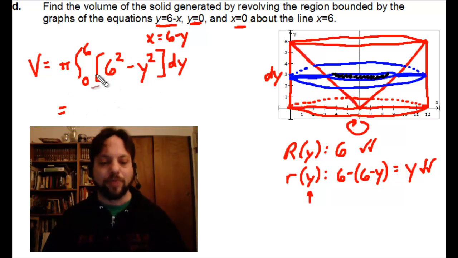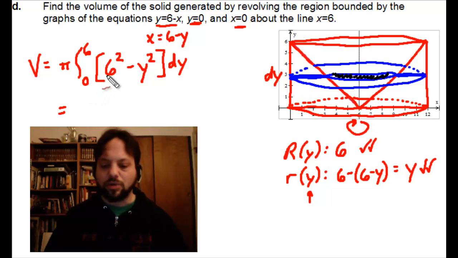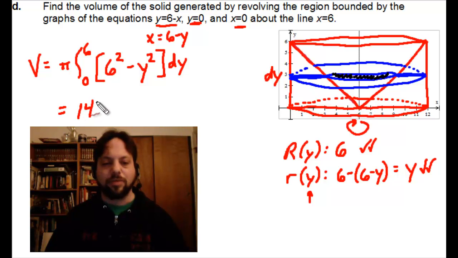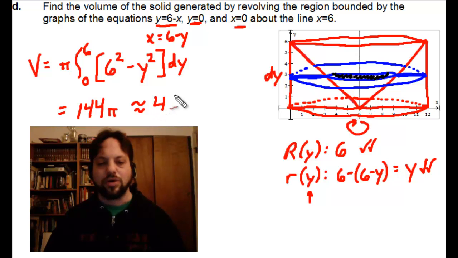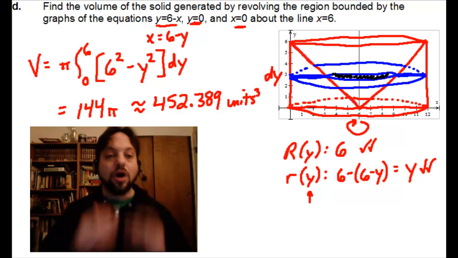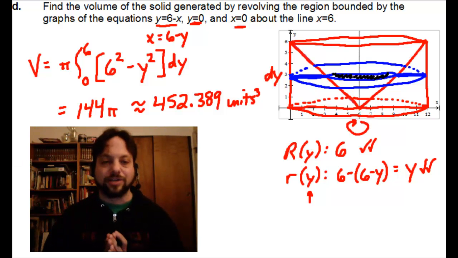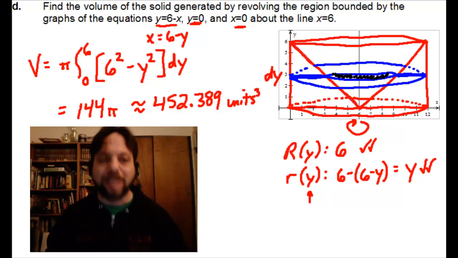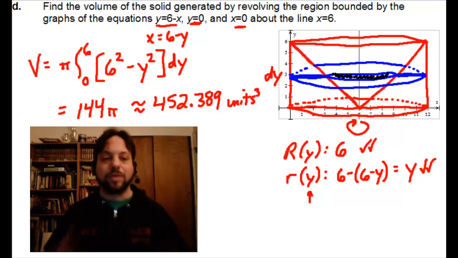Well, if you do set it up correctly and you do work this out, what we should get is that this solid has a volume of 144 pi, which is approximately equal to 452.389 cubic units. So, if you tried doing this using geometry formulas, hopefully you came up with 144 pi yourself. But if not, calculus to the rescue. There we go. It is correct. It wasn't even that hard once we got it set up. And that's what it's all about.